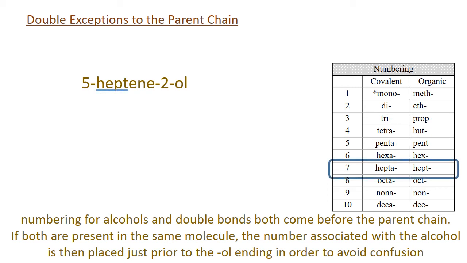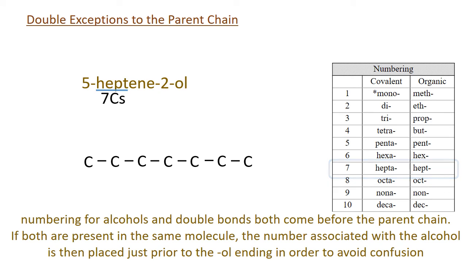I have hept. Hept means 7, so I have 7 carbons. So I draw out 7 carbons. I have ene, which means double bond, and that's going to go on the 5th carbon. So I number my carbons and place a double bond at the 5th carbon. I also have OL, which means I have an OH group, and that goes on my second carbon. So second carbon in, I place an OH.